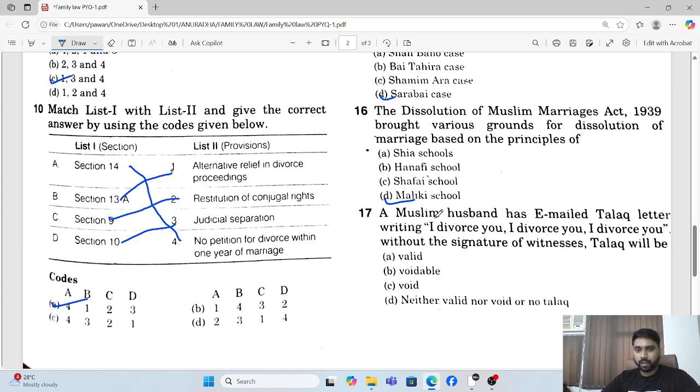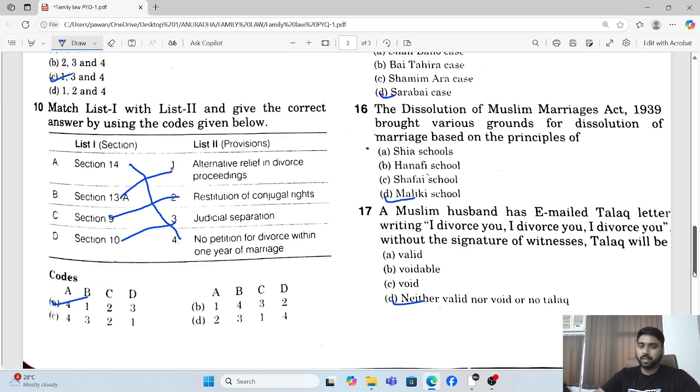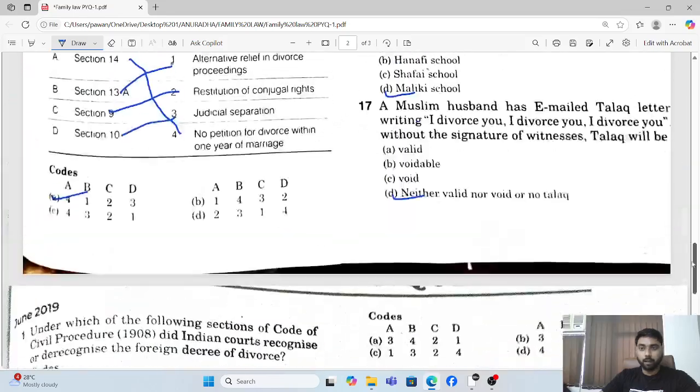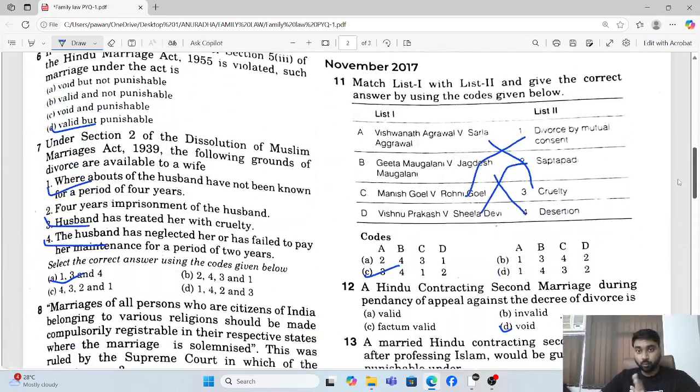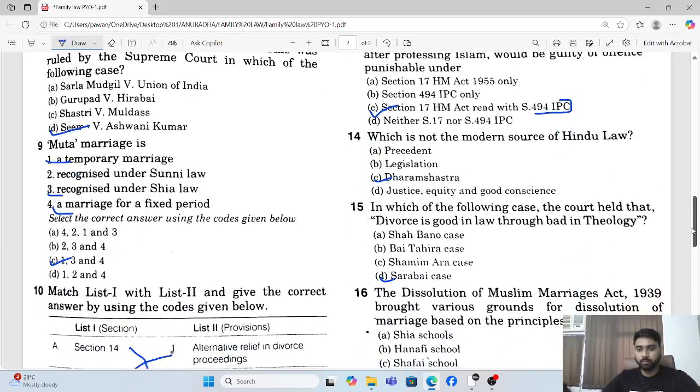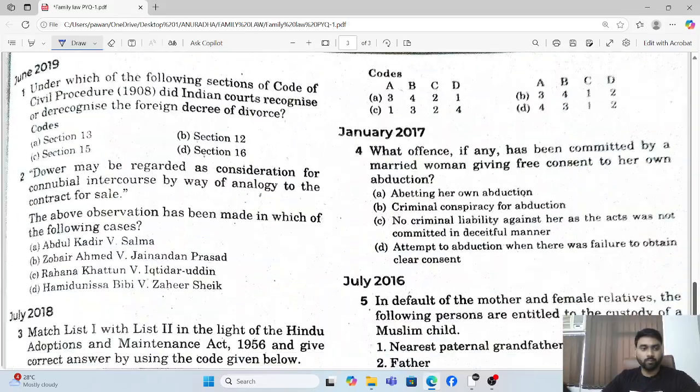A Muslim husband emails a talaq letter saying 'I divorce you' without the signature of a witness. The talaq will be neither valid nor void, simply not a talaq. After the Triple Talaq Ban Act came in, you cannot recognize that kind of talaq at all. It's even a punishable offense in India. That question came from the 2017 exam, so I don't think that question will come now.